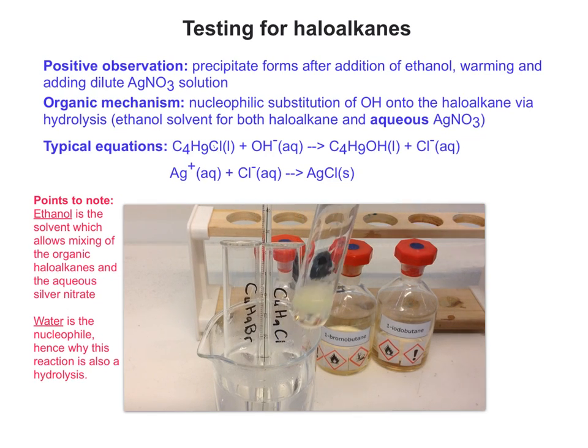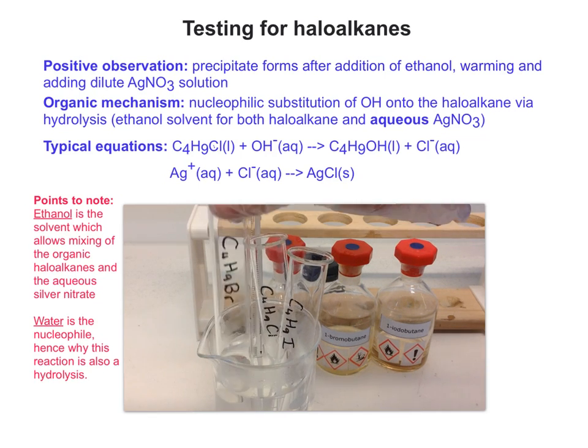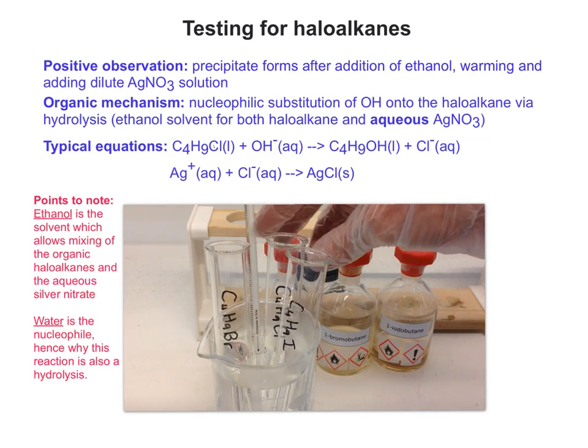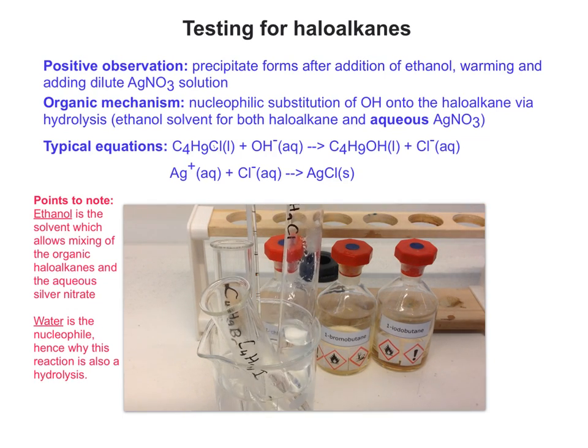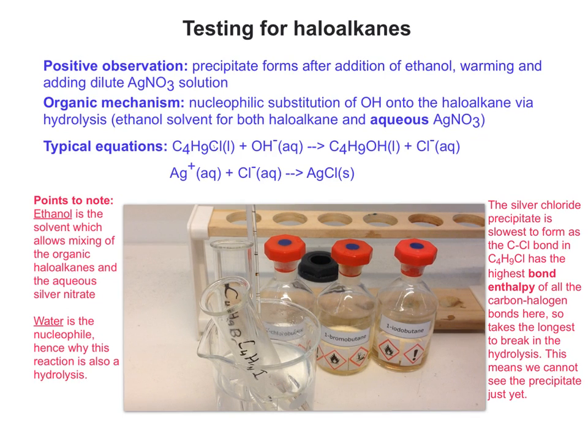Look at the iodide, you can see a yellow precipitate of silver iodide. Look at the bromoalkane, you can see just the beginnings of the formation of the precipitate there, sort of whitish cream colour. And the chloride doesn't appear to have formed a precipitate yet.